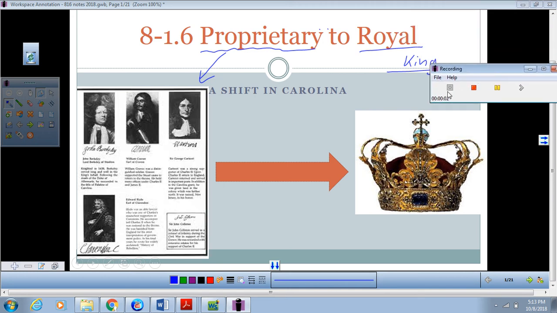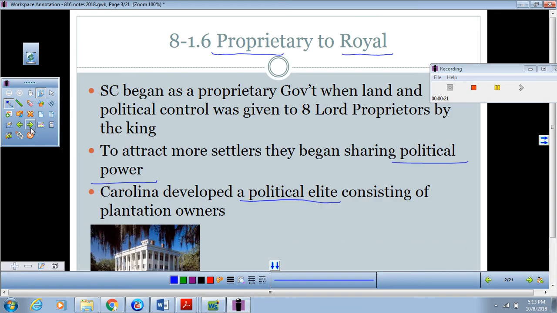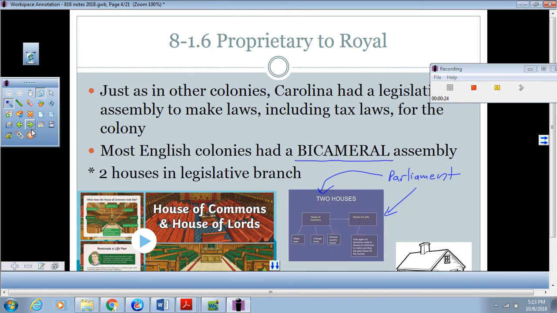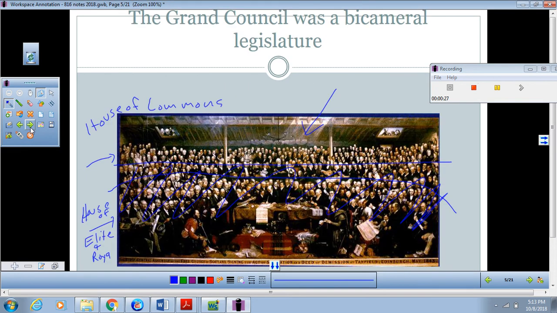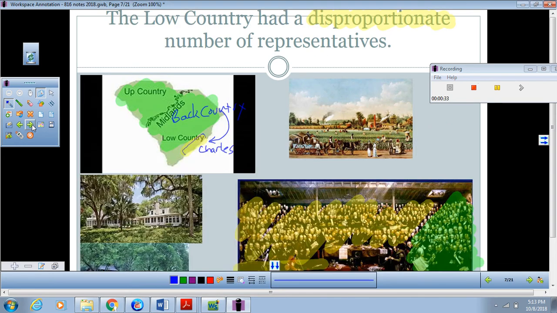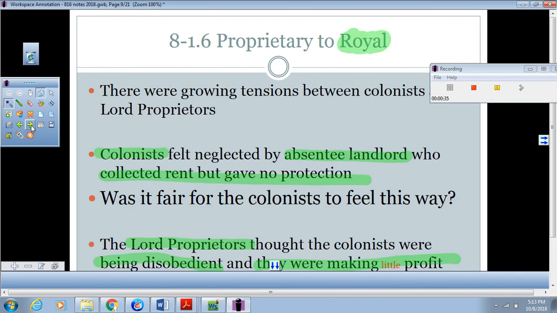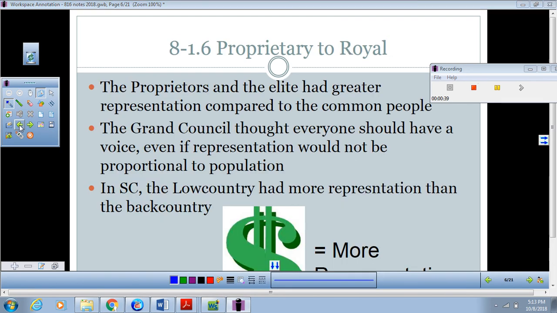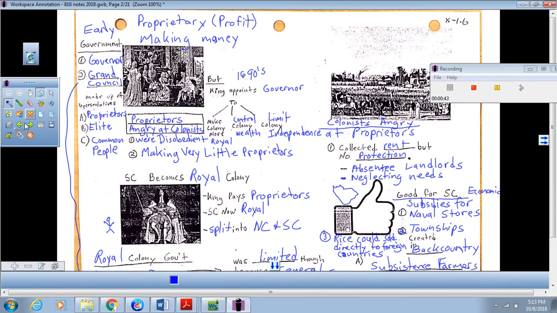In this lesson, we are going to continue to learn about South Carolina's shift from a proprietary to a royal government. In the last lesson, we basically learned that the Carolina colonies changed from the control of the proprietors to the control of the king. This began because both the proprietors and the common people started to be unhappy with each other and the situation that was going on in the Carolinas.